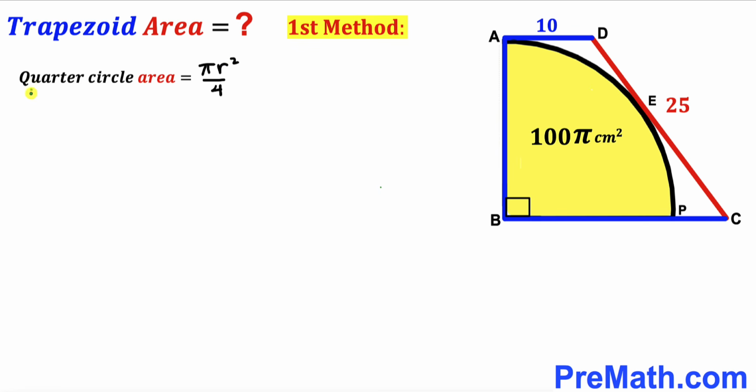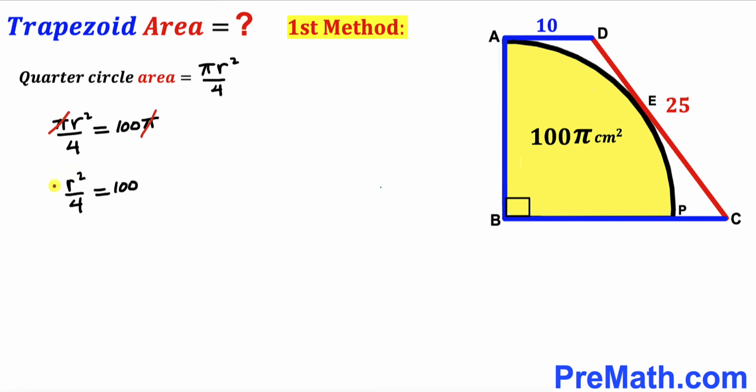And now we know our quarter circle area is 100 times pi. So I'm going to substitute that 100 times pi over here. So therefore, we could write pi times r square divided by 4 equals 100 times pi. And here we can see this pi and pi is gone. So we end up with r square divided by 4 equals 100.